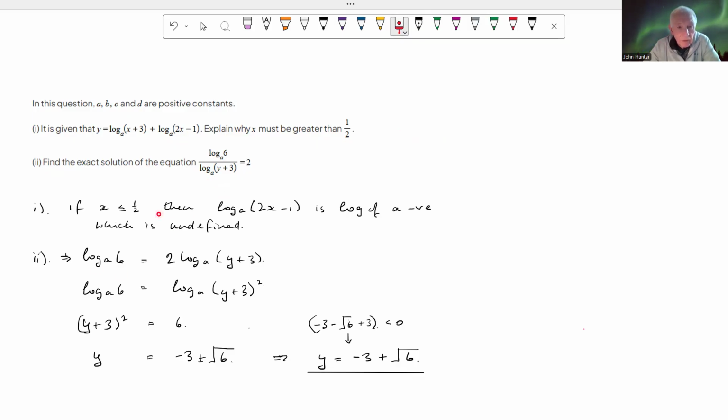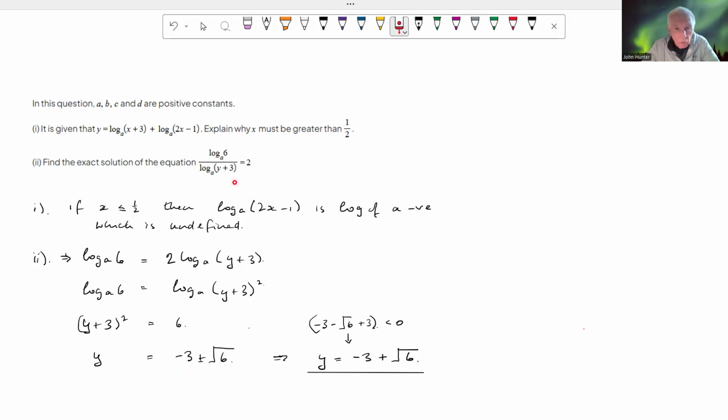Find the exact solution of this equation. If we simply multiply both sides by the denominator here, then we've got this equation, and if we then take this multiplier into the argument of the log function, it becomes y plus 3 squared. So we can equate the arguments on either side, giving us a quadratic which we solve to give us this. Now, like a lot of problems where we form a quadratic to solve, the solutions that come out of the quadratic don't necessarily both apply to the original problem.